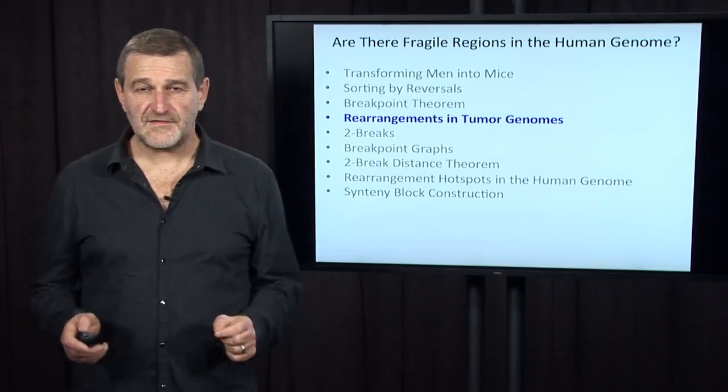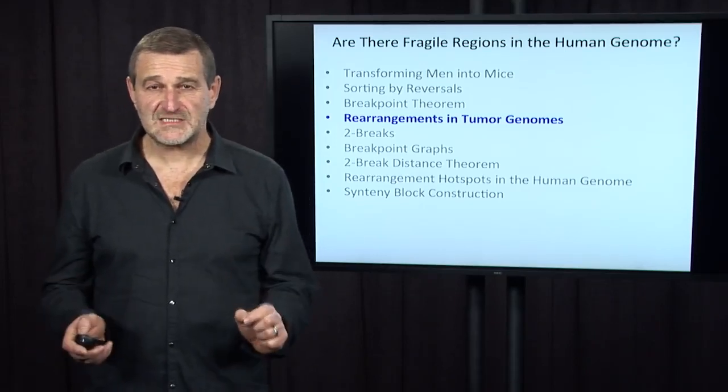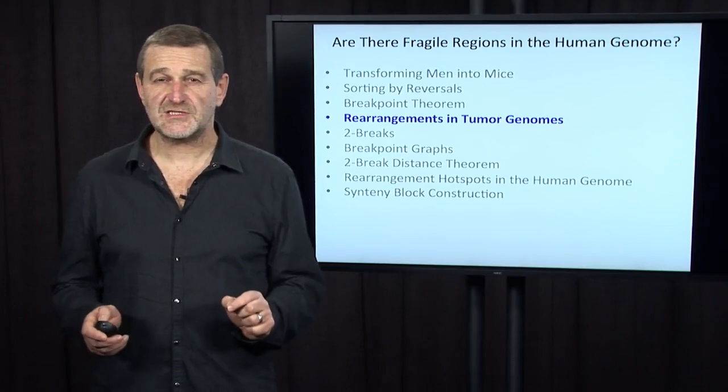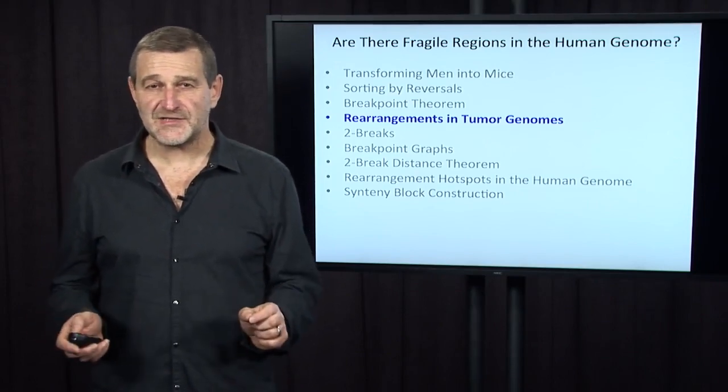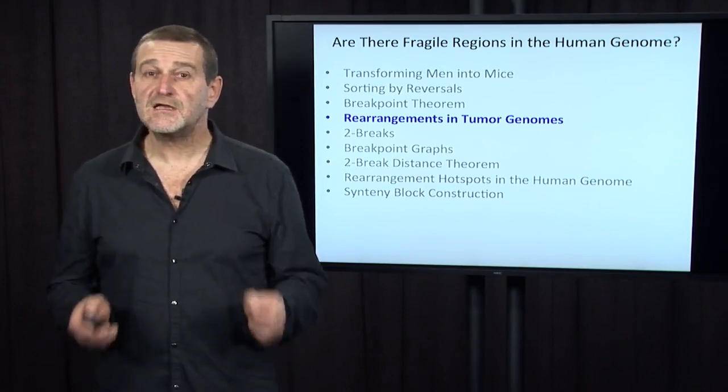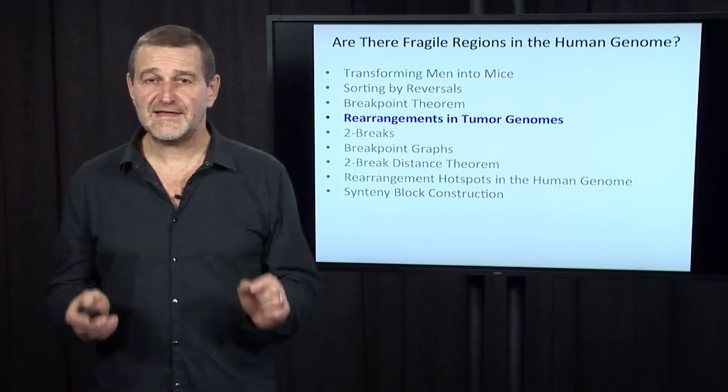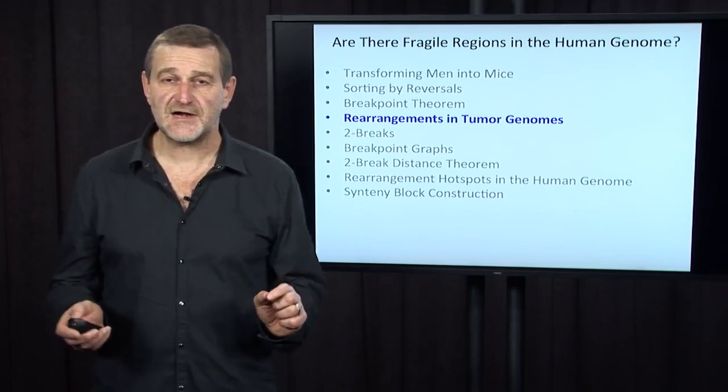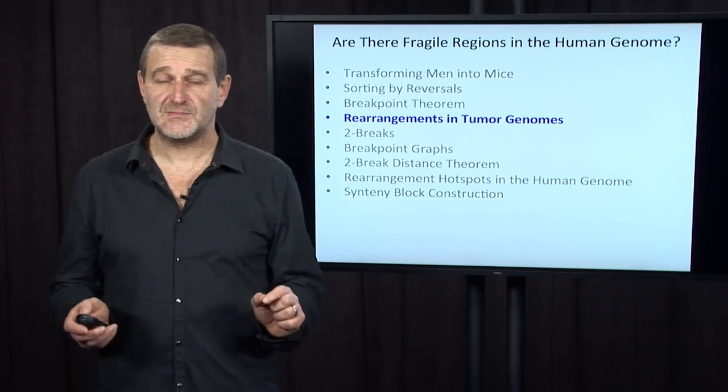So far, we have been talking about rearrangements in unichromosomal genomes. But of course, mammalian genomes are multichromosomal. And we now want to look at more complex scenarios of rearrangements in multichromosomal genomes.